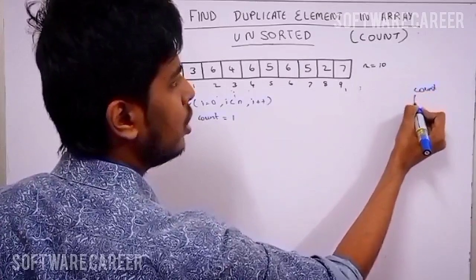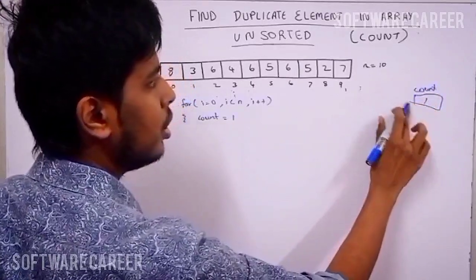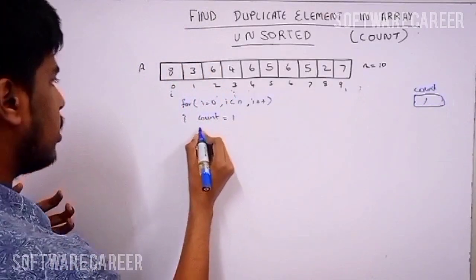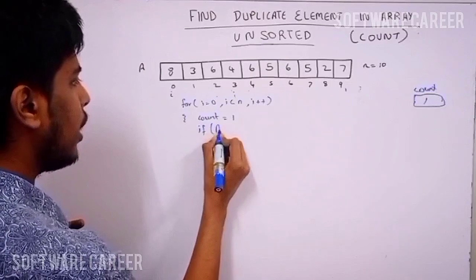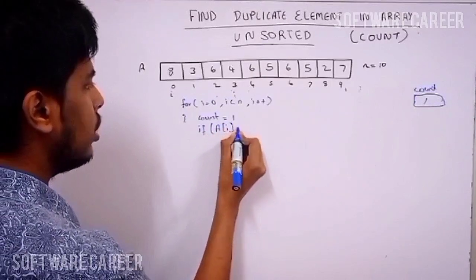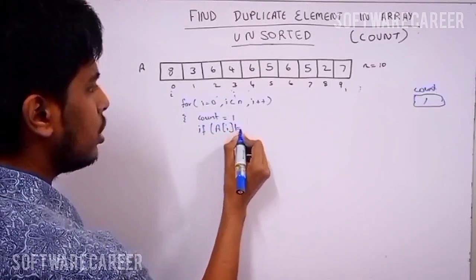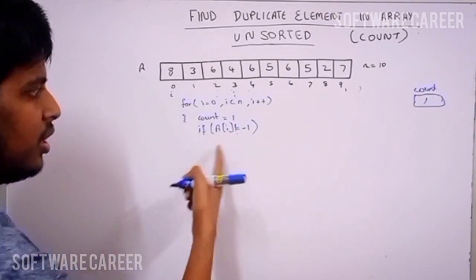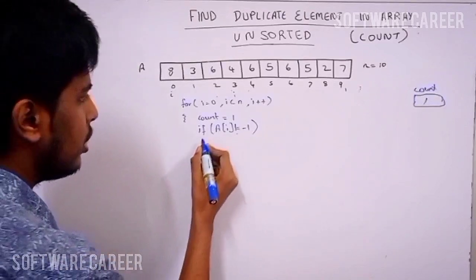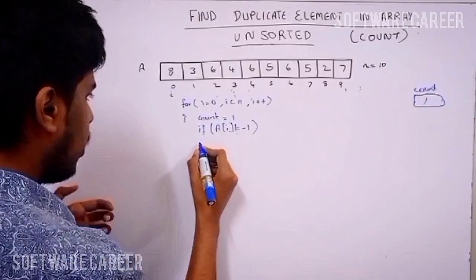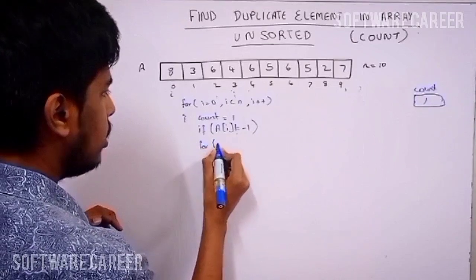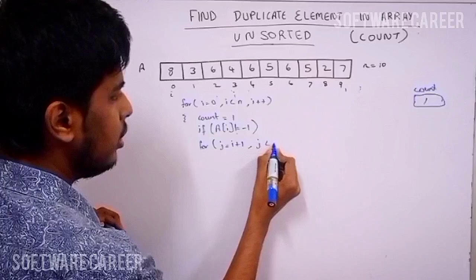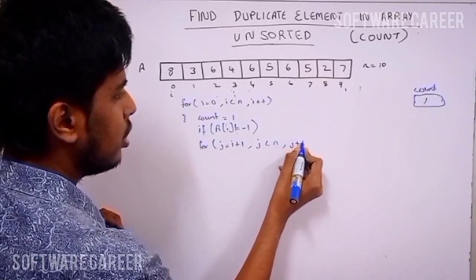Now this variable count is 1. Now I should write another condition: if a of i is not equal to minus 1. I will explain at last why I am writing this condition. Then, for j equals i plus 1, j less than n, j plus plus.